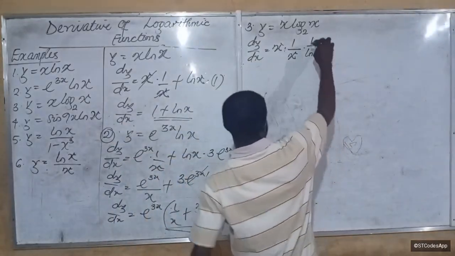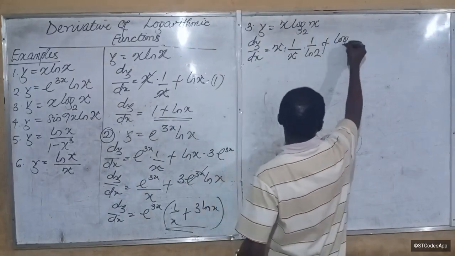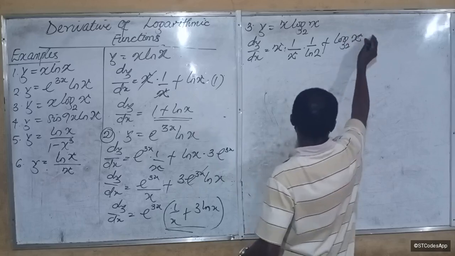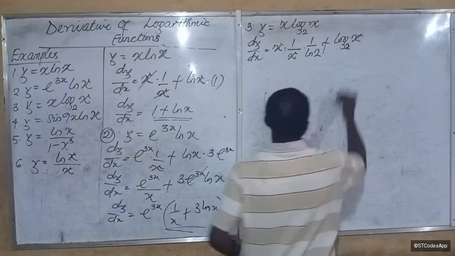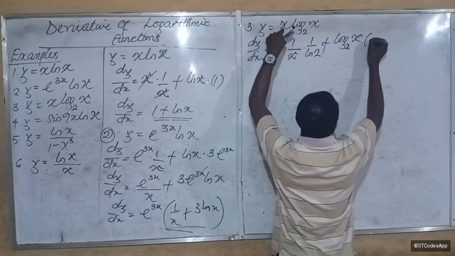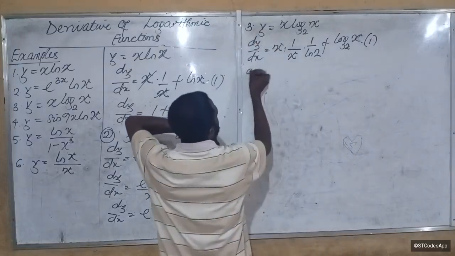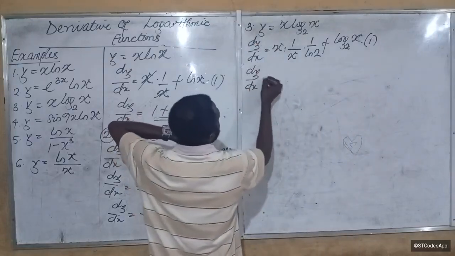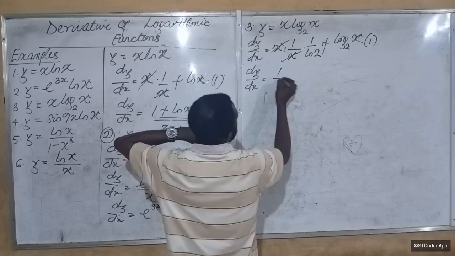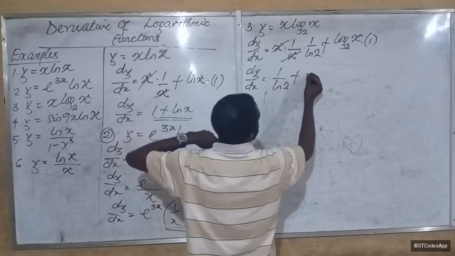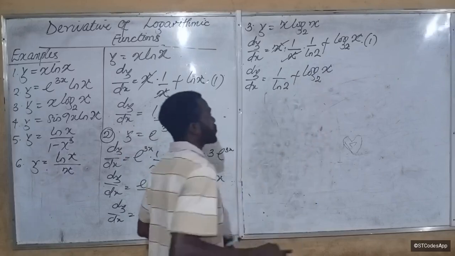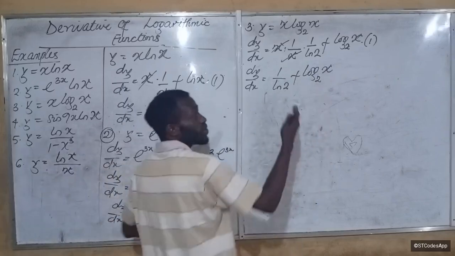Then plus, now we hold this, that will be log x base 2. Then we differentiate x. By now we differentiate x to give us 1, right? So our dy dx will now be equal to, this takes care of this, the 1 over ln 2 plus log x base 2. Okay, so we can even simplify further.